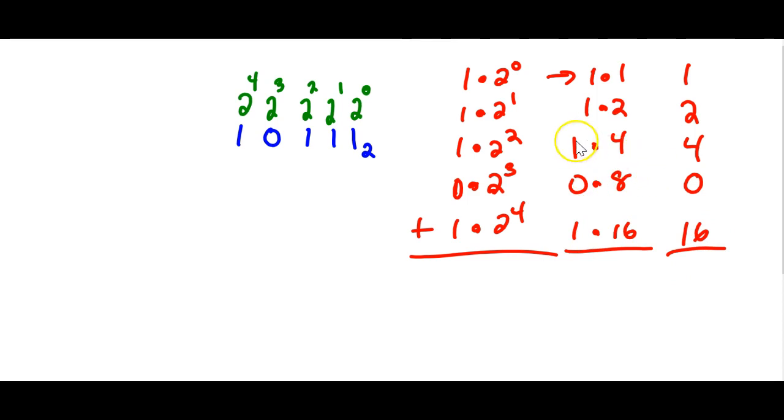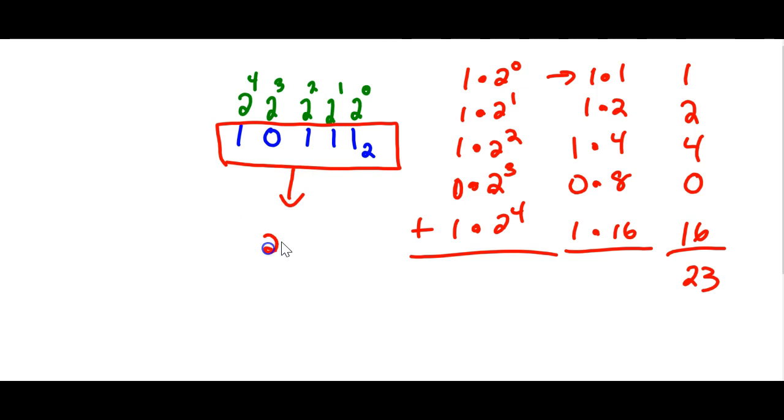I'm just multiplying these straight across and adding these up. 1 plus 2 is 3, plus 4 is 7. 7 plus 16 is 23. So this number right here in base 2 is the same thing as 23 in our base 10 number system. So I might ask you to say, hey, here's a number in binary, convert it to decimal or base 10, and that's how you would do that.